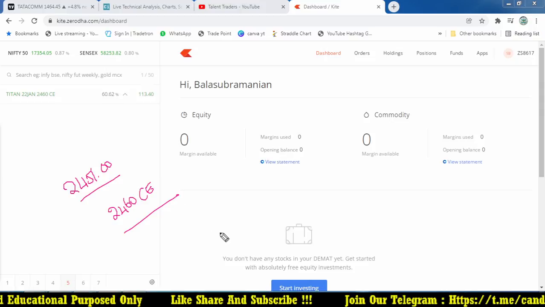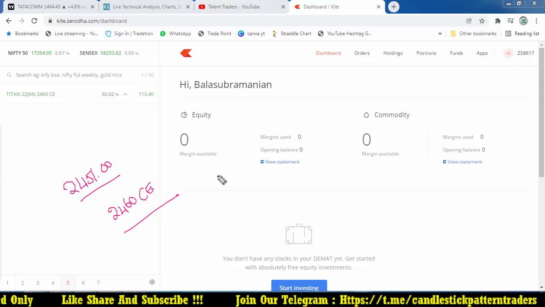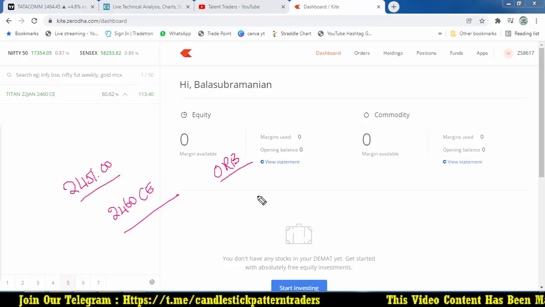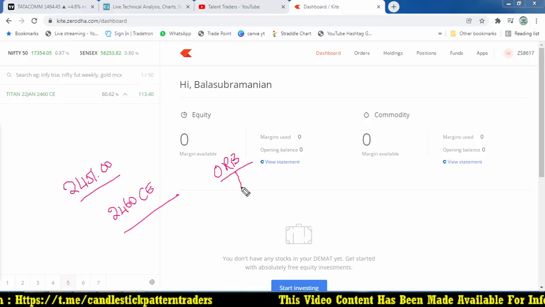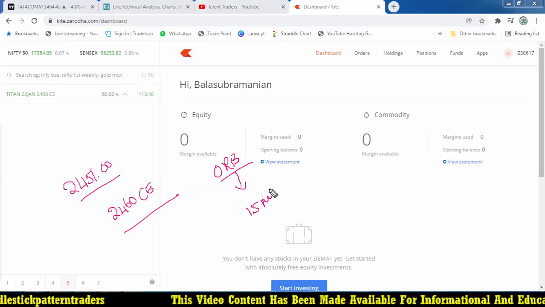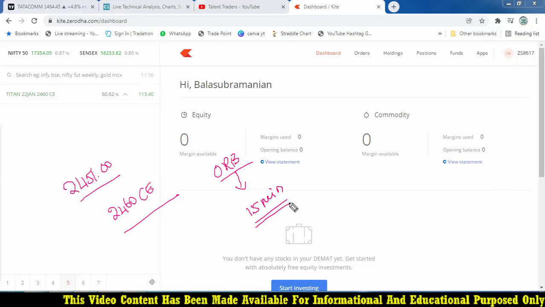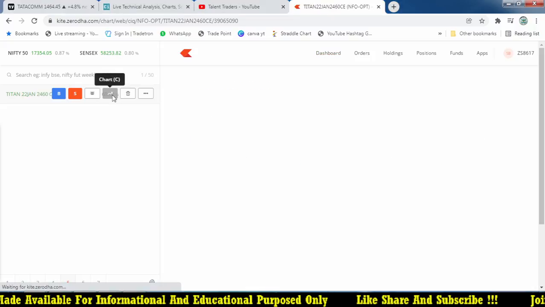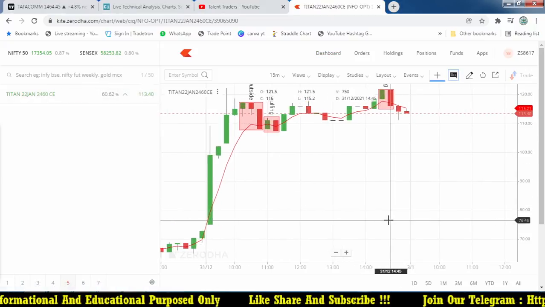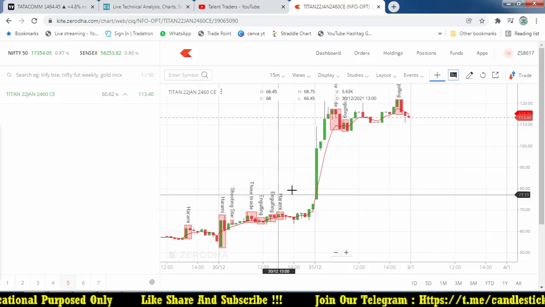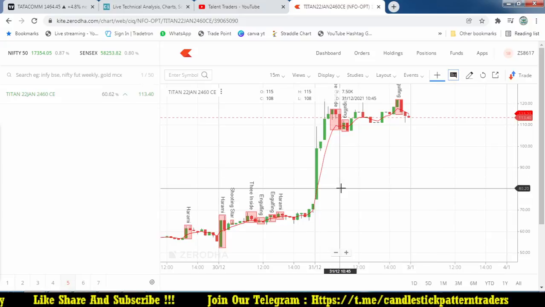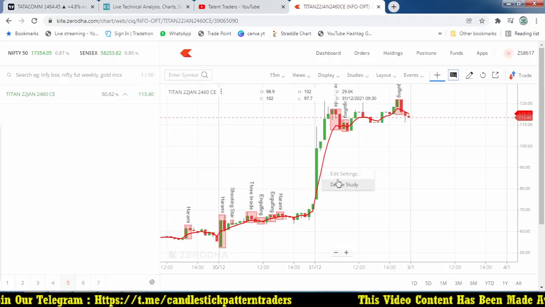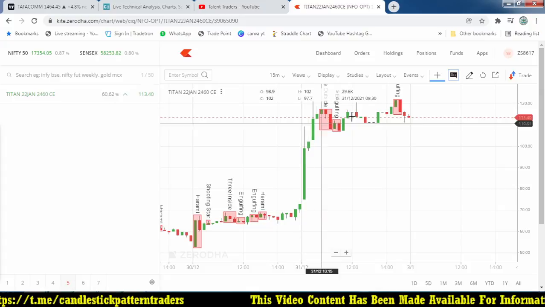On this call option I'm going to focus on the ORB strategy, simply the opening range breakout. For this I'm using the 15 minutes time frame. Let's see what happened here. This is the 15 minutes time frame of the Titan 2460 call option. Why I'm selecting this, I will let you know.